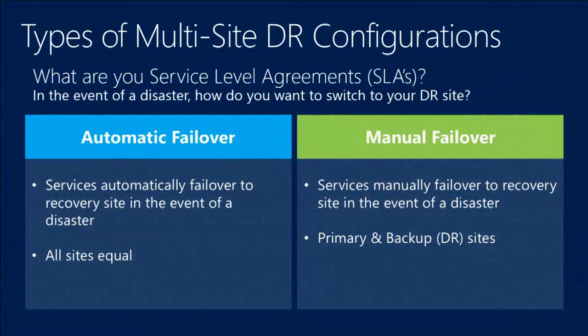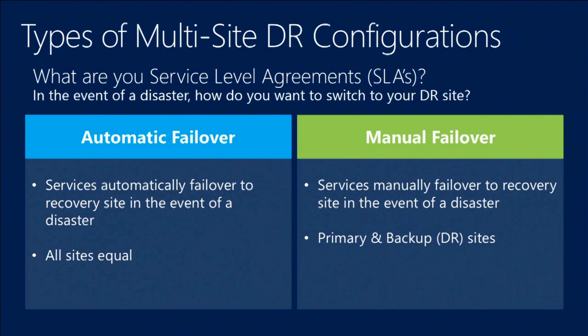So let's look at the DR set configuration. We looked at node vote weights, we looked at dynamic quorum for nodes, we looked at dynamic quorum for witness. But when you look at the DR configuration, the multi-site, the first question I would ask is, what's your SLA? Whether or not you want a manual failover of the workload between the sites, or do you want automatic failover between the sites?